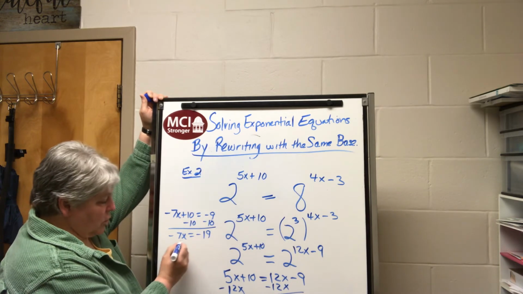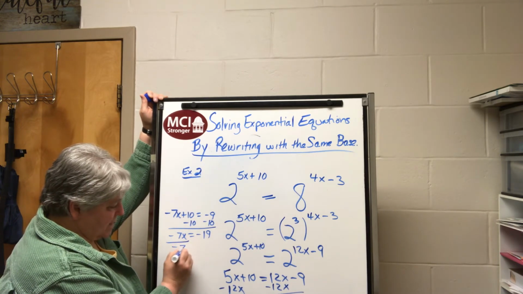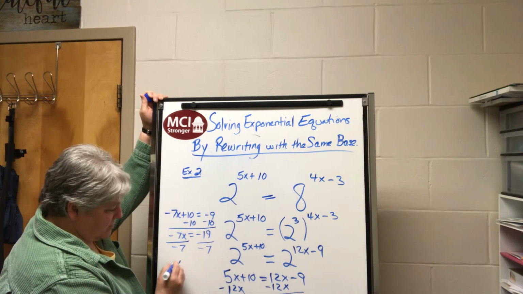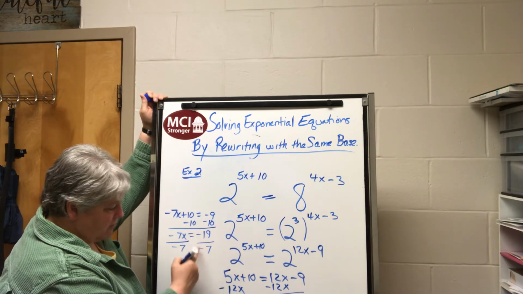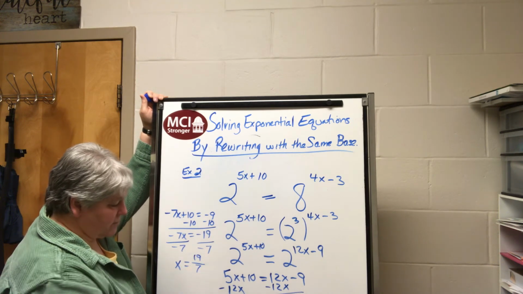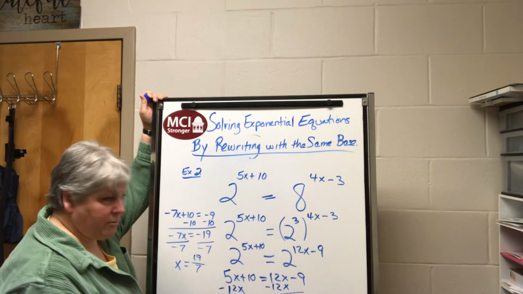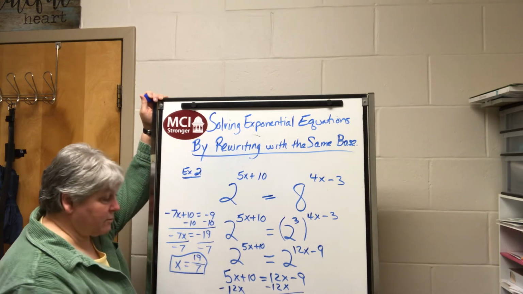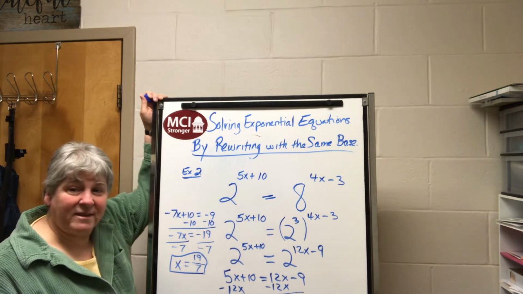And this number is not going to be friendly. We'll divide by negative 7. We'll get x equals this. Negative over negative is positive. 19/7. What a crazy looking value for x. But it doesn't matter. That's what it came out to be.